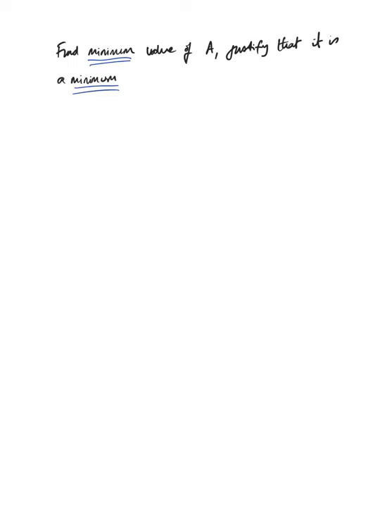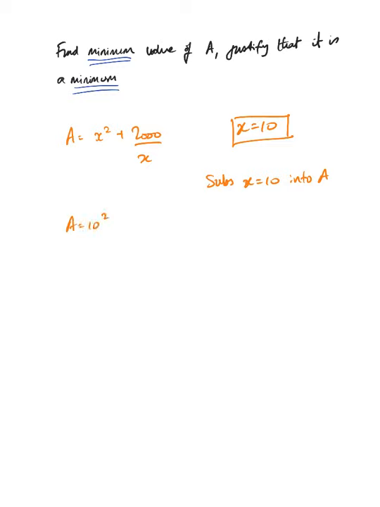Okay, so we're on to the final part of the question, in some ways the easiest part. We need to find the minimum value of A and then justify that it is a minimum. Now if you remember a minute ago we found that A was equal to x squared plus 2000 over x. And then in part B we found for it to be a minimum that x was 10. So all I'm going to do is substitute x equals 10 into A. The reason I can do that is because we found in part B that x had to be 10 for it to be a minimum, or a stationary point at least. So A is 10 squared plus 2000 over 10, so it's 100 plus 200, so the minimum value for the area is 300.